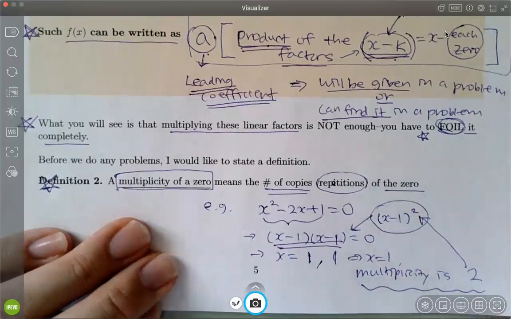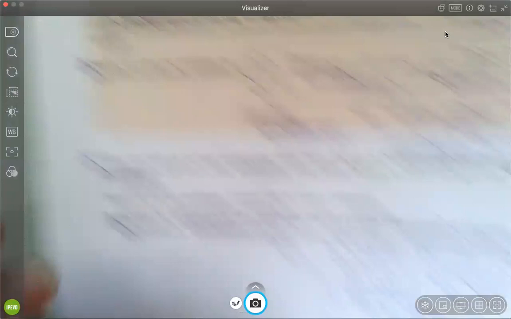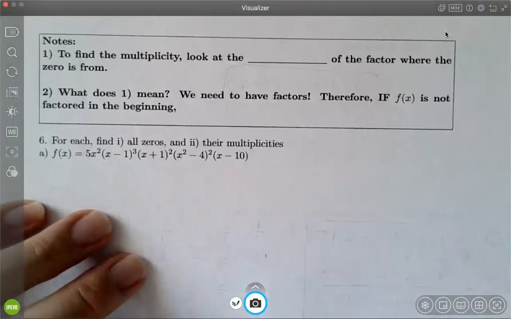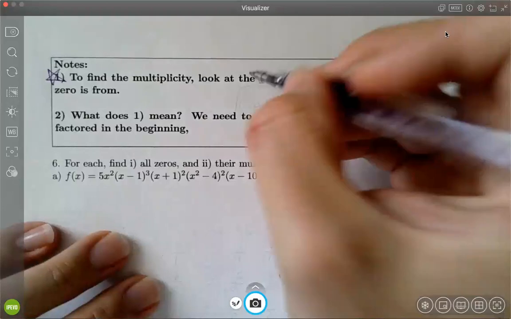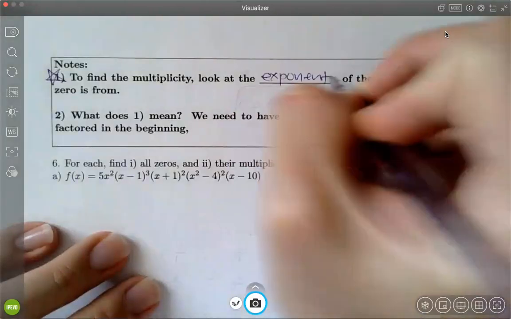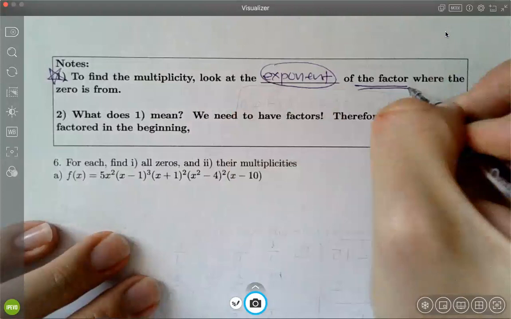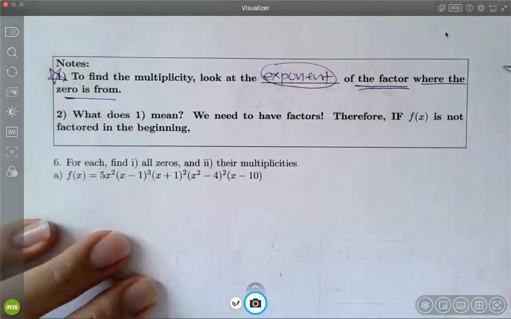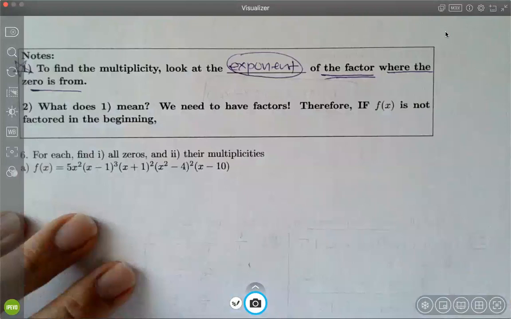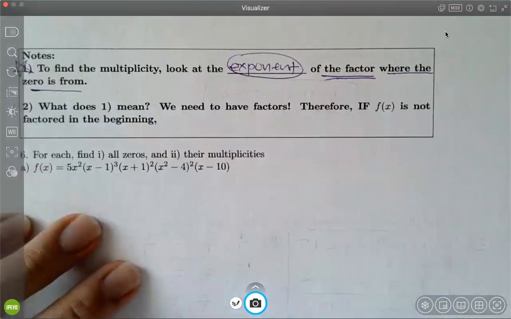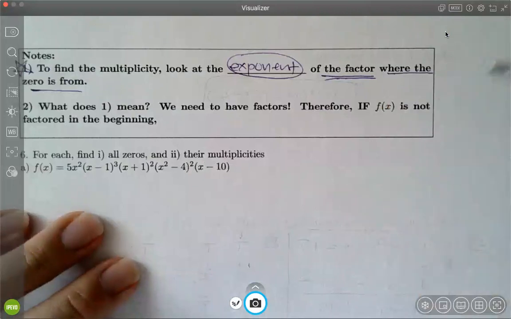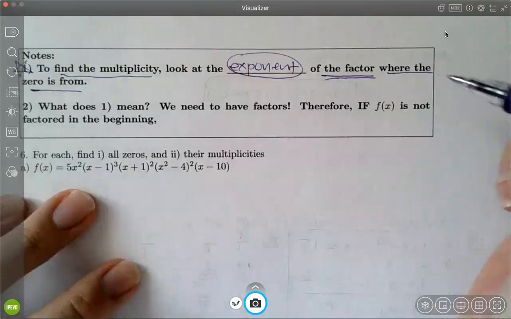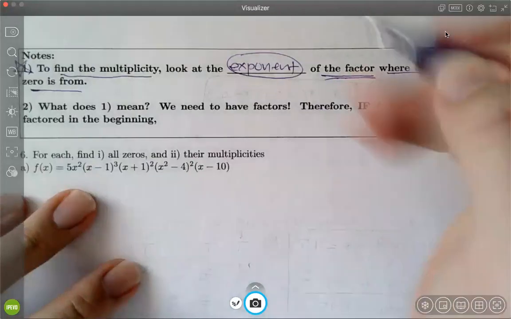So what does this imply? To find the multiplicity, look at the exponent of the factor where the 0 is from. Okay, so here, I didn't say it, but to find the multiplicity, we need to look at the exponent of the factor, but that's actually step number 2.